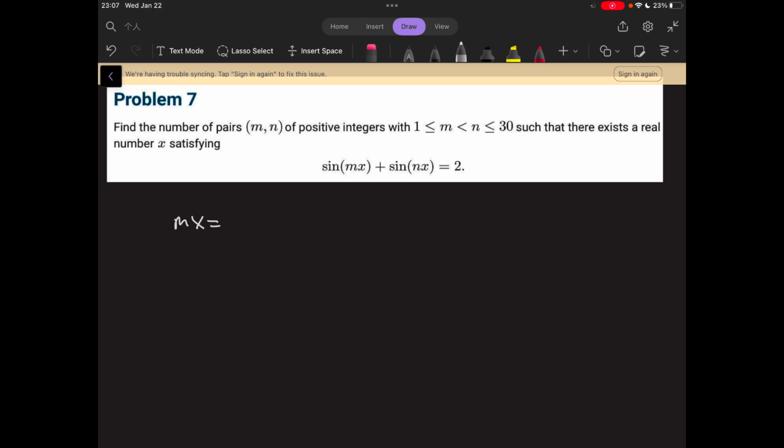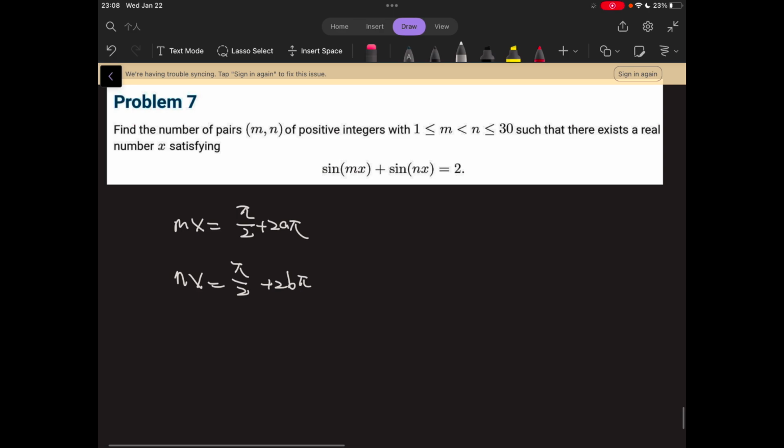Now we know this. Then we can know mx is this, nx is this. These are the general solution for sine x equals 1, like 2 pi over 2 plus 2k pi is the general solution. So we can write it like that.